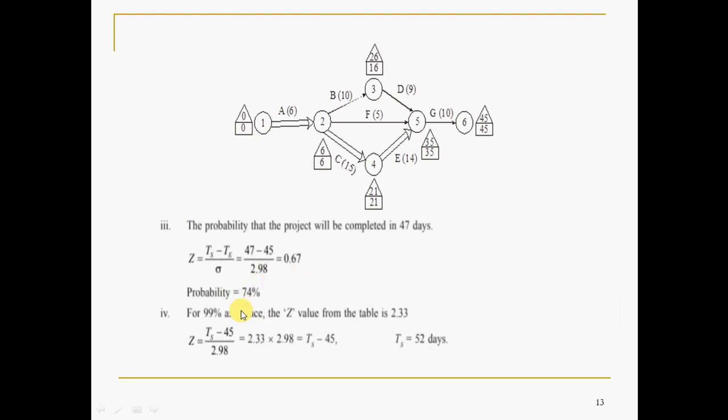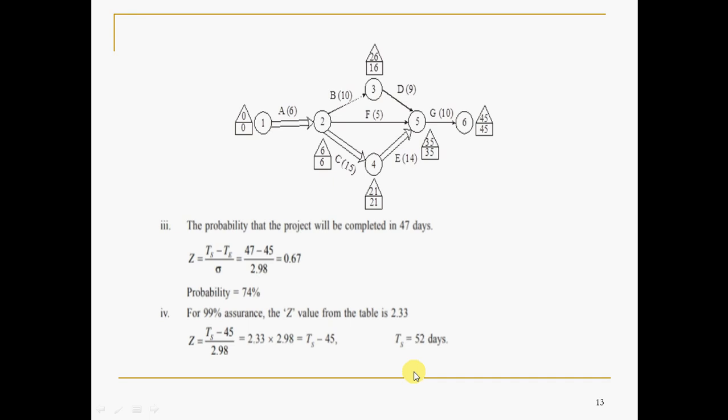So 74%, like. Now for a confidence level of 99% or assurance, the Z value you have to read, as I have told, corresponding to this probability. So it's like reverse, the answer is given, you have to find the question. So corresponding to a probability of 0.99, the Z value is 2.33 from the normal distribution table, and you take the Z value, 45 is known to you, that is the fixed TE, and this one is 2.98, that is also fixed. So you will get the value of TS. TS is 52 by using this equation.